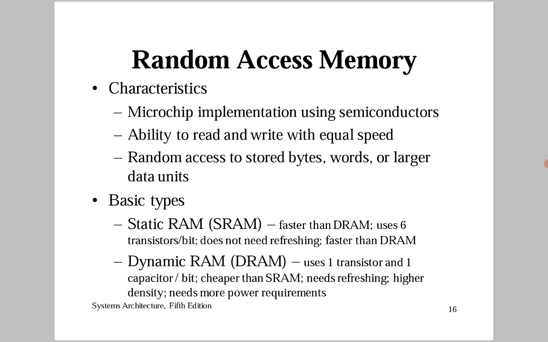So what are the different types of RAMs used? Static RAM or SRAM. SRAM is faster than DRAM. Basically there are two types of RAMs, static RAM and dynamic RAM. Static RAM is generally faster than dynamic RAM and uses 6 transistors per bit, while dynamic RAM uses 1 transistor and 1 capacitor per bit.